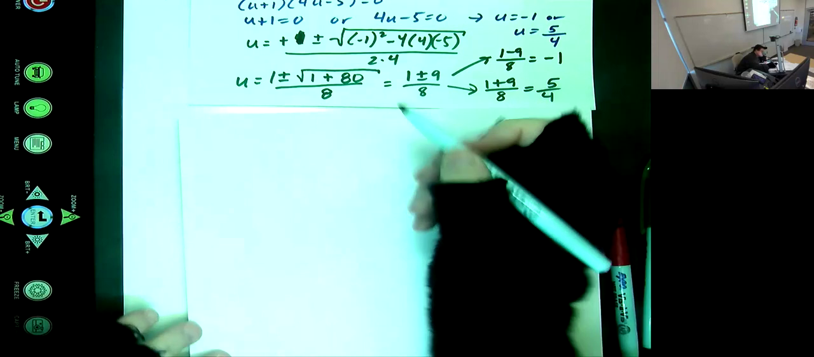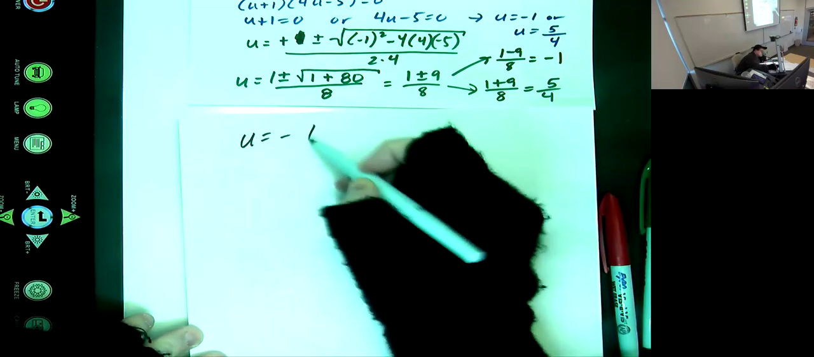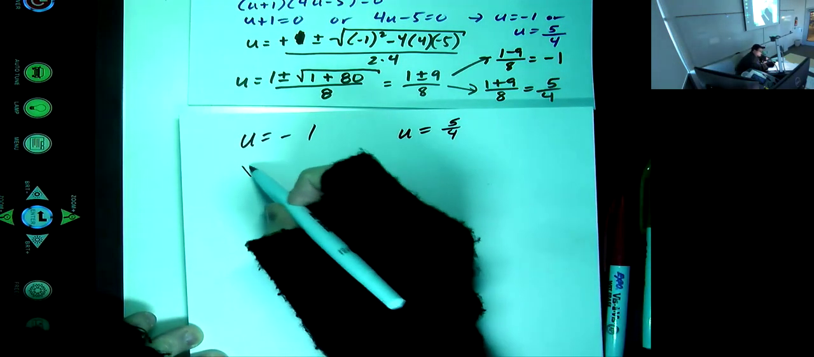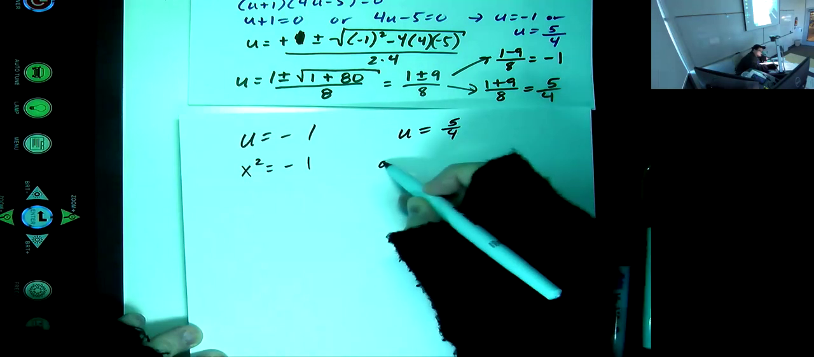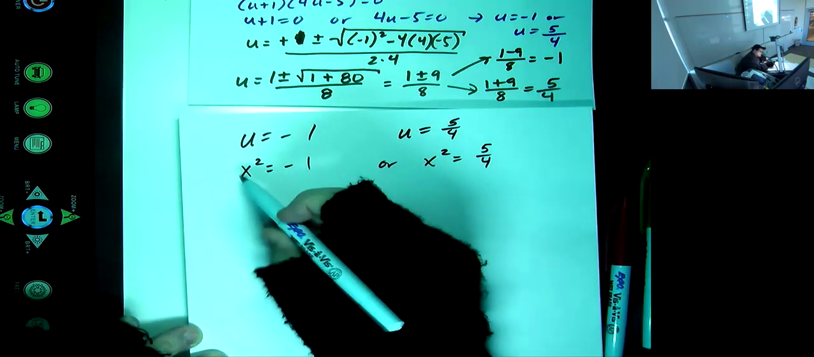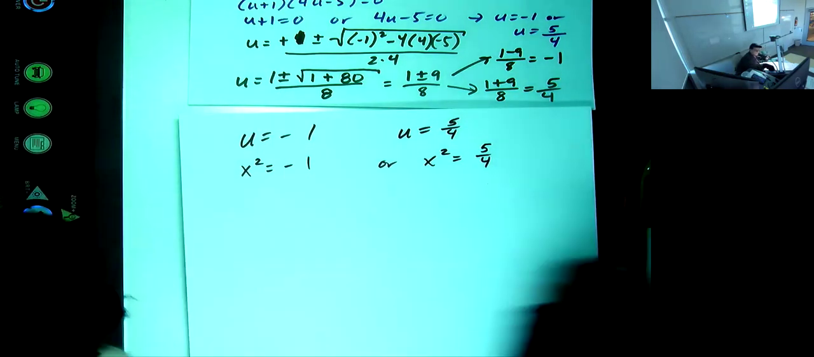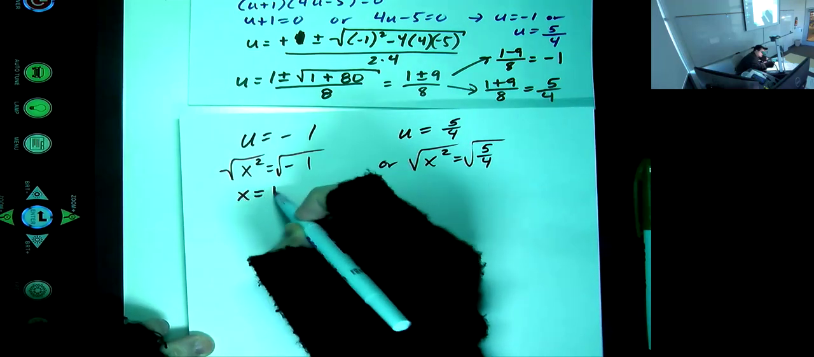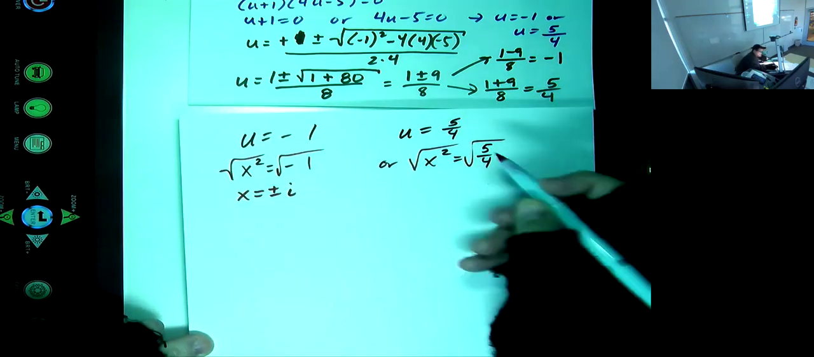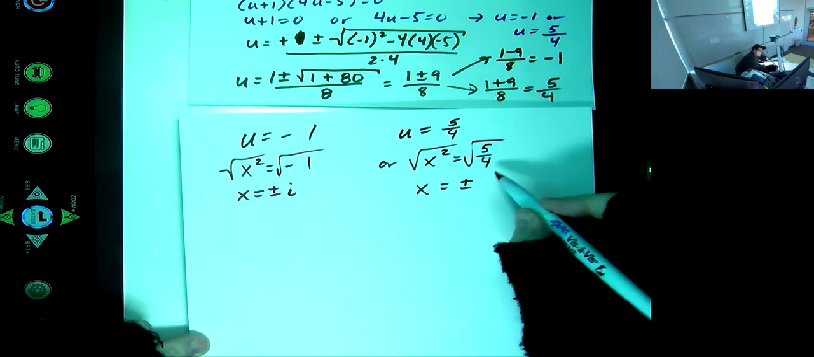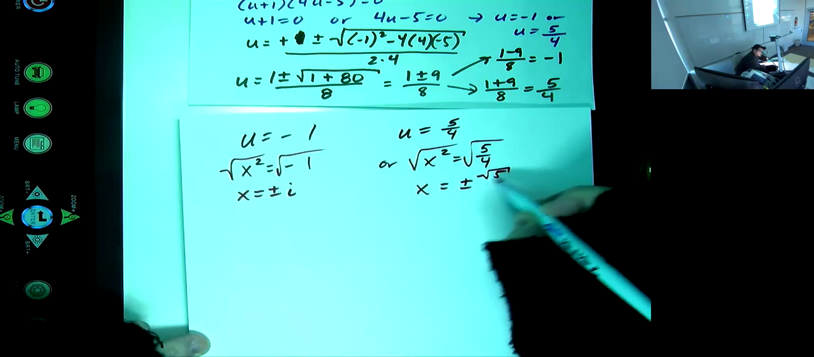All right. So we have u equals -1 and u equals 5/4. We will substitute x squared back in, and when we take the square root, x equals plus or minus the square root of -1, which is i. And the other is x equals plus or minus the square root of 5 over 4. Can't do anything with the 5, but the square root of 4 is 2.